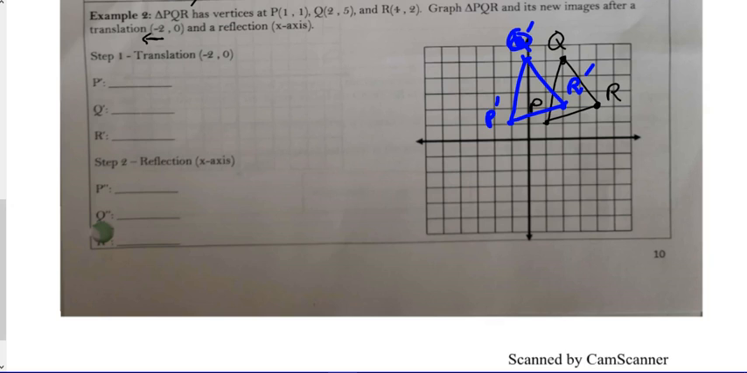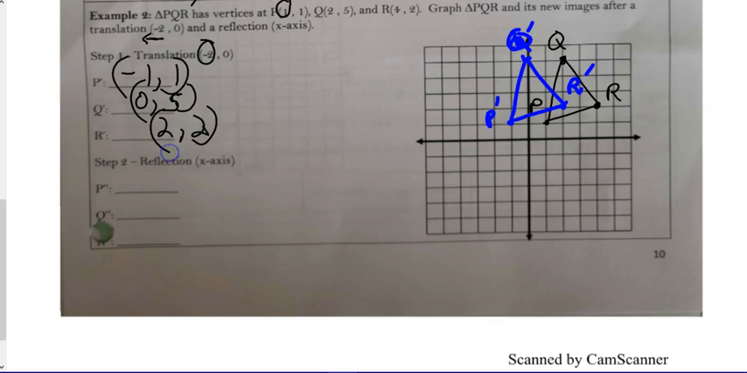So what are my new points? Let's see. P prime is at negative 1, positive 1. Which again, if you did the math, if you took this minus 2, you would have ended up with negative 1. 1 minus 2 is negative 1. Okay, Q prime. So Q prime is straight up 0, 1, 2, 3, 4, 5. 0, 5. Yeah, that's supposed to be a 5. Okay? And then R prime is at 2, 2.